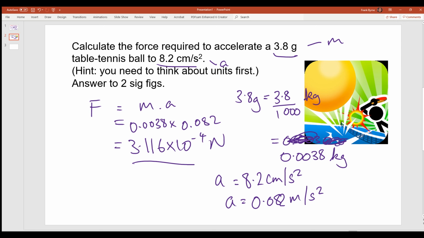Almost finished, but not quite, because I have been asked to do it to 2 sig figs. So the final answer is 3.2 times 10 to the minus 4 newtons. Or I could write 0.00032 newtons. That's the same value. So either one of those is your final answer.